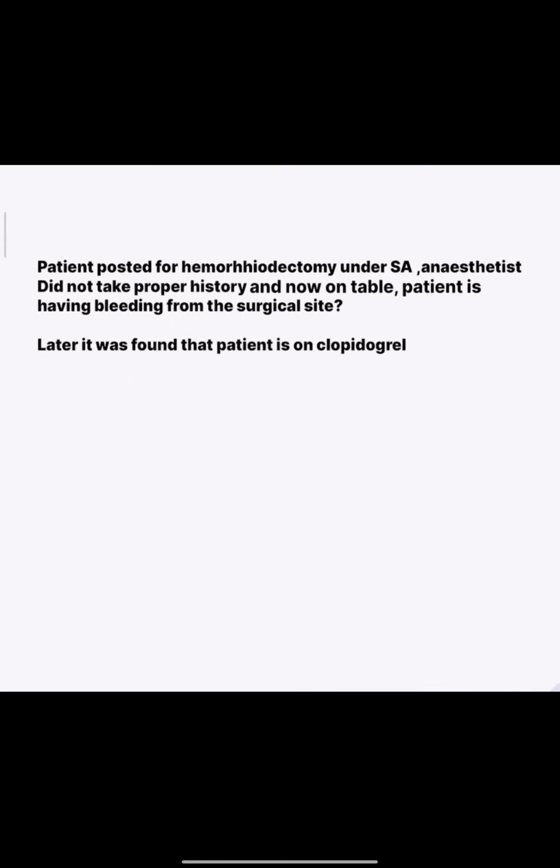Now, next, so that was the airway assessment. Next, we are going for what? This question. Patient is posted for hemorrhoidectomy under spinal anesthesia. The anesthetist did not take a proper history and posted the patient on the table, and on the table the patient is having bleeding from the surgical site. Hemorrhoidectomy patient is bleeding on the surgical site, and later it was found that the patient is on clopidogrel.